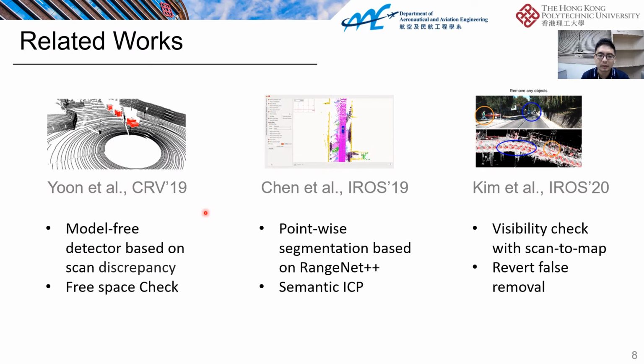Many works are on dynamic object removal in 3D LiDAR. A research team proposed a Moving object detector based on the discrepancy between the scan and the previous scan. Another, SuMa++, was proposed by Chen in IROS 2019. The dynamic objects are removed by segmentation based on a deep learning method, RangeNet++. Another method proposed by Kim in IROS 2020 uses a visibility check between the scan and the submap based on the range image. However, the performance of detection and motion estimation in highly urban areas such as Hong Kong is still a challenging research topic.